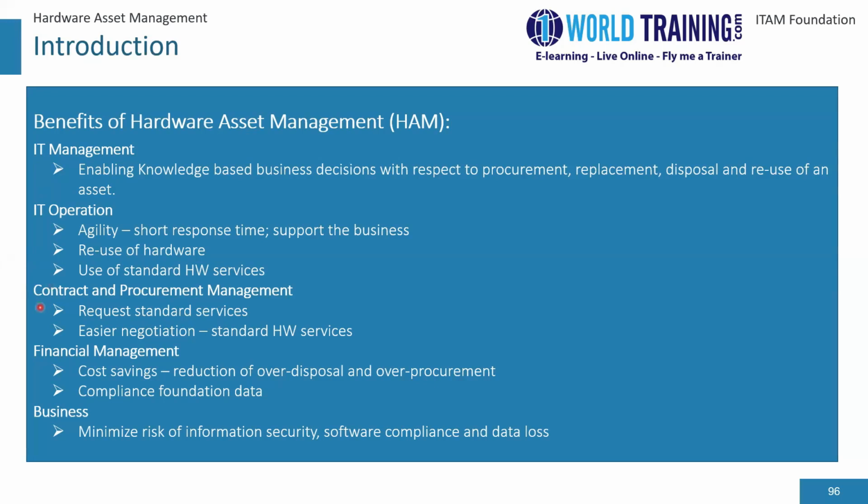Contract and procurement management, such as requesting standard services, is easier to negotiate for the standard hardware services. Financial management benefits are cost savings, such as reduction of over disposal and over procurement, and data for compliance. This can mean financial controls for hardware accounting will be in place. And lastly, business benefits, such as minimizing risk of information security, software compliance, and data loss. And this can occur because of standard hardware and practices like installation and disposal, etc. So having those practices and processes in place yields benefits for these various departments or stakeholders.